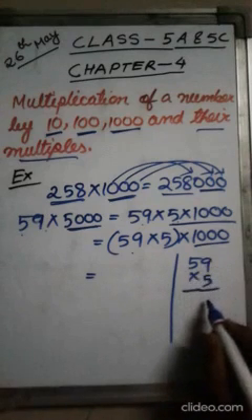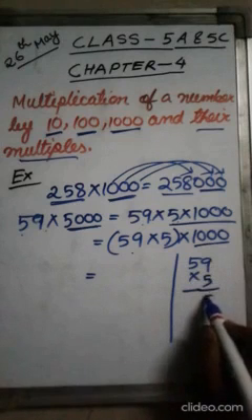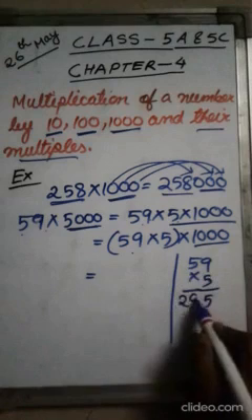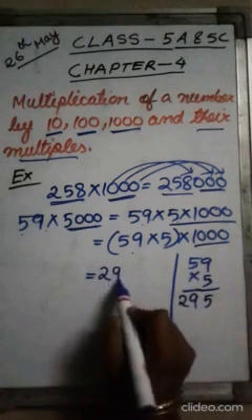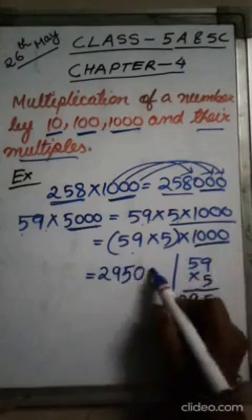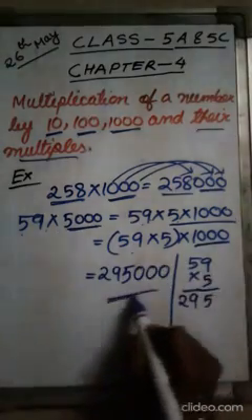5 into 9 is 45. 5 into 5 is 25 plus 4, 29. So 295. We have 3 zeros after 1000, so I am adding the 3 zeros after it.